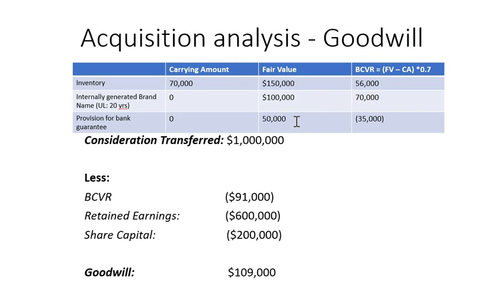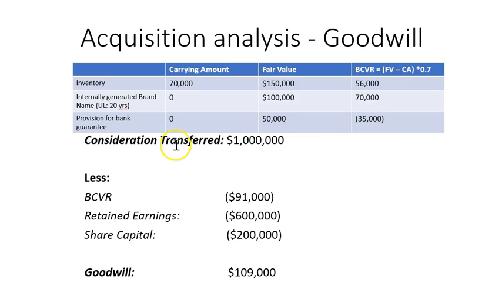And here our fair value is 50,000 minus the carrying amount of 0. So 50,000 multiplied by 0.7 is 35,000. But in this case, it is negative $35,000 because of the provision for bank guarantee. It's a liability, and liabilities reduce equity. That's why our BCVR is negative, because the BCVR is an equity account. So we've got to make sure that any liabilities reduce equity.